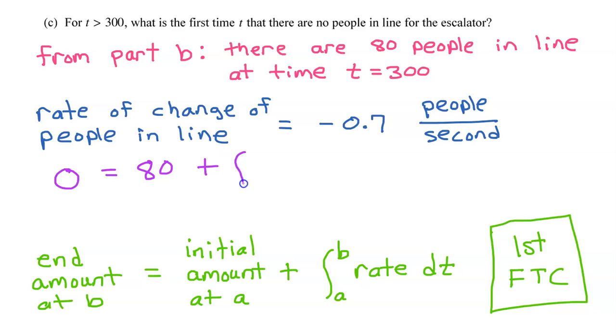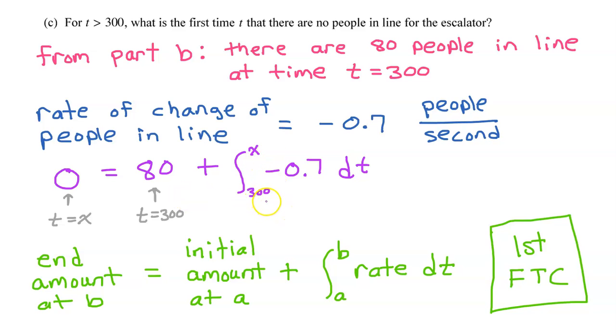Now, how about this integral? I'm going to integrate the rate, which is negative 0.7, a very simple function. But I'm going to integrate it from where to where? Our initial amount of 80 people is at time t equals 300. So that's going to be the start time. What about the end time? The end time is what we're looking for, the time when there will be 0 people. That's an unknown time, so let's just call it t equals x. So let's just put in x for the upper limit of integration.